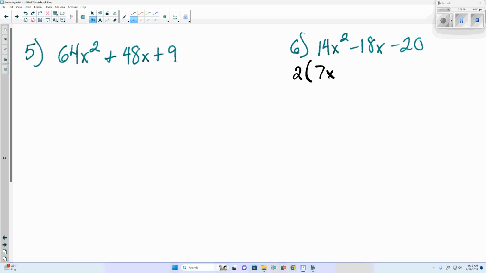And if we factor a 2 out of all 3 terms, we get 2 times 7x squared minus 9x minus 10. Now, since we're factoring and not solving, we do need that 2 all the way to the end. It's going to be included in our answer. If we're solving, we don't necessarily need it. It's just a scalar.